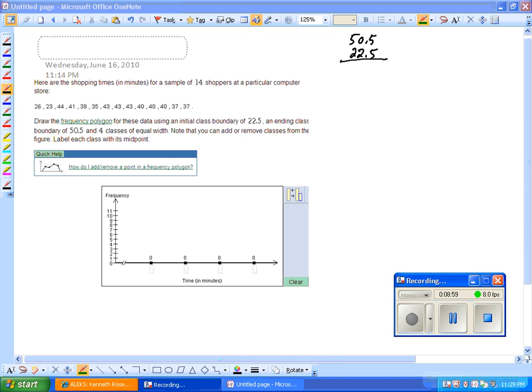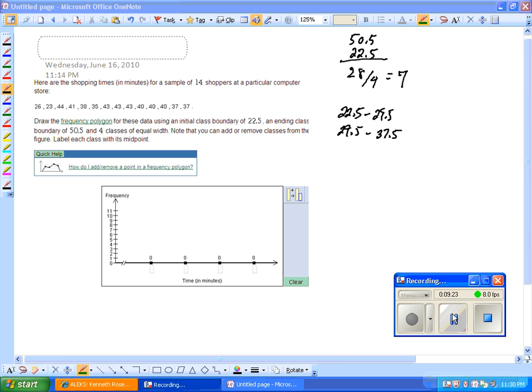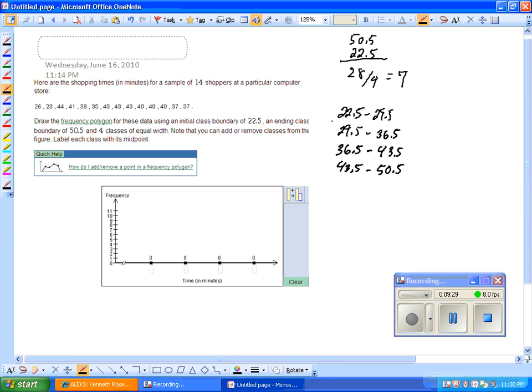What I'm going to do is subtract these two and I get 28. 28 I'm going to divide into 4 equal width classes. So that gives me the class width is 7. Now, that means I'm going to have 22.5 to 29.5. I'm going to have 29.5 to 36.5. And I filled in all the rest. You can see with me that these still skip by 7. But when we get to here, we don't add a 7 again because we're only going for 4. And this one ends at 50.5. You can see there's no numbers higher than 50.5, so we don't have to bother.